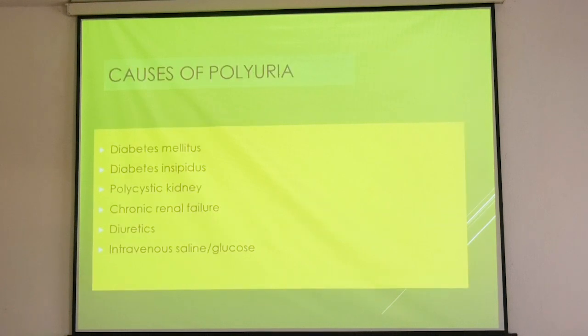So what are the causes of polyuria? Diabetes mellitus, diabetes insipidus. Anything else? Diuretics. So what are diuretics? Any drug that increases the volume or output of urine. And can you tell me any physiological condition in which you may have polyuria?